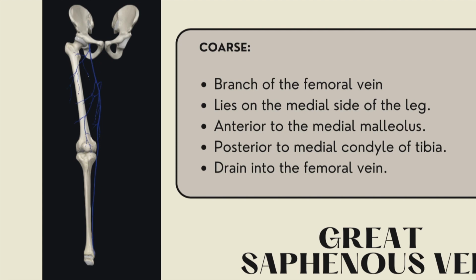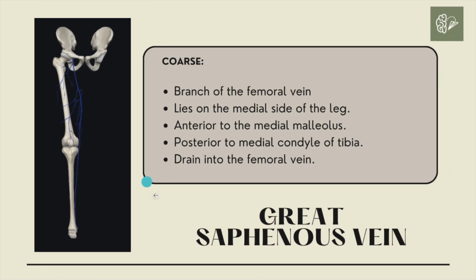However, as the great saphenous vein enters the femoral vein, it's going to pierce the deep fascia of the thigh, which is the fascia lata, and there's a small opening called the great saphenous opening. It's going to enter through that opening and ultimately drain into the femoral vein.